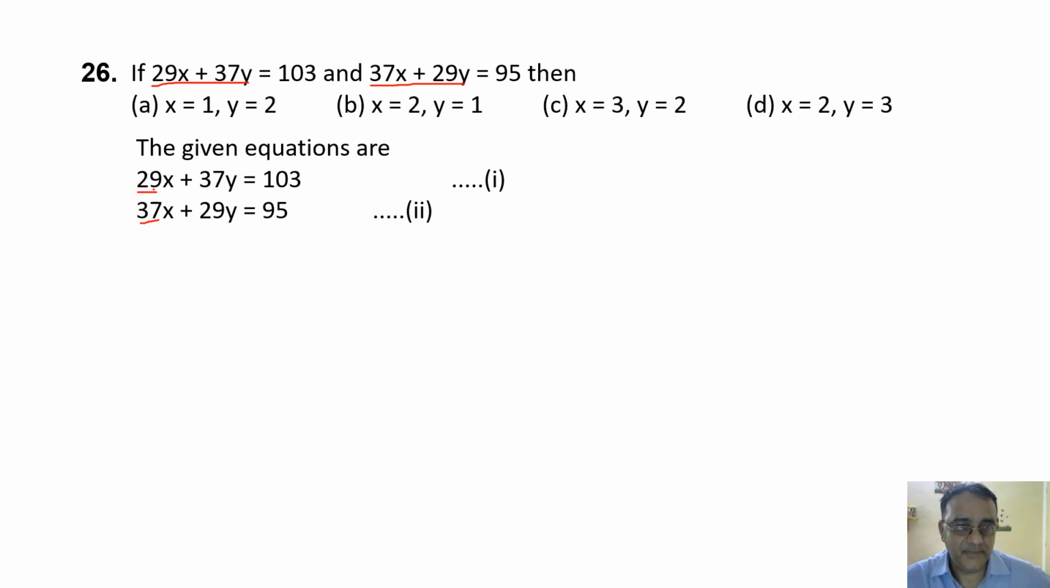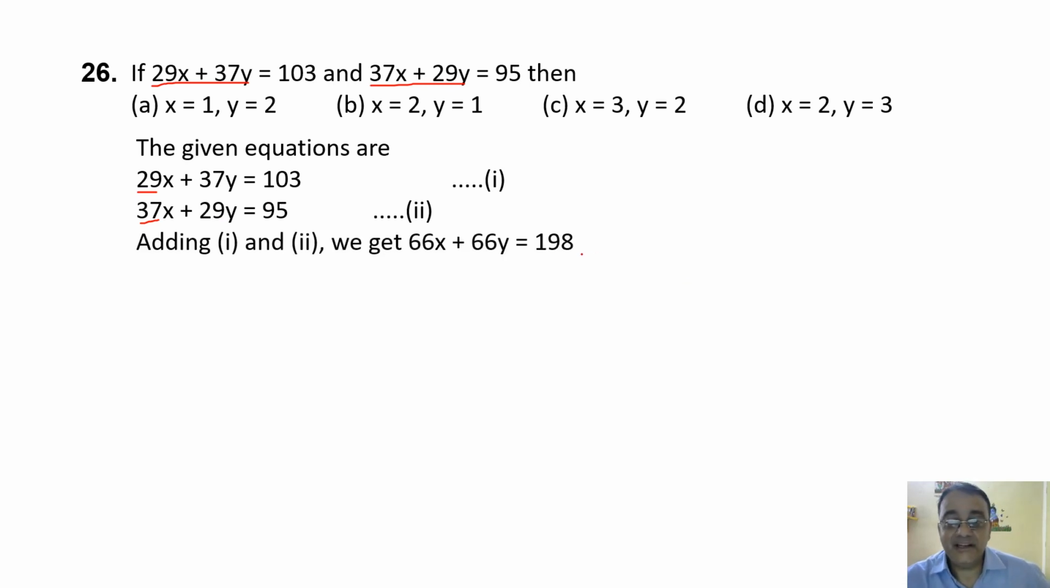So if you add, what will you get? 66x plus 66y is equal to 198. 66 into 3 is 198. So we will divide all by 66. So what are we going to get? x plus y is equal to 3. Very good. x plus y is equal to 3.